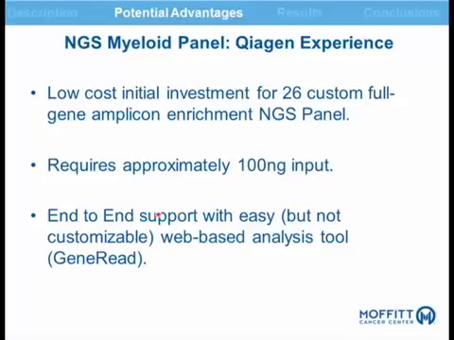And it had end-to-end support. I'd like to emphasize how important this is for our lab. But the end support is not customizable. It's a web-based tool. You plug in your FASTQ files, and you get out a variant list based on the specs and the filter strategies that are already embedded.